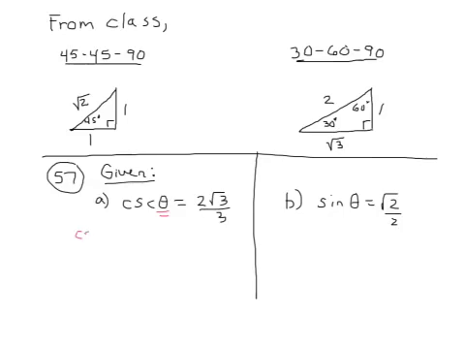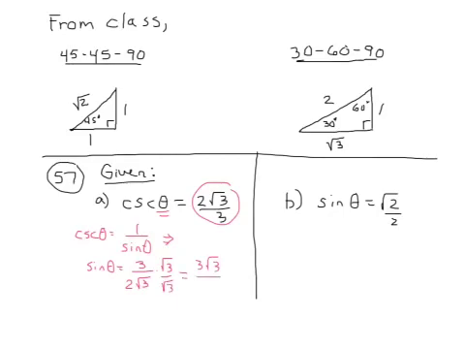I know cosecant of theta is 1 over sine of theta, which means reciprocal of. So that implies that the sine of theta is the reciprocal of this, so it's 3 over 2 radical 3. I'm going to rationalize, since I can't reduce it. I'd have 3 radical 3 over 2 times 3, or 6. That's radical 3 over 2 if I reduce. So sine is radical 3 over 2.